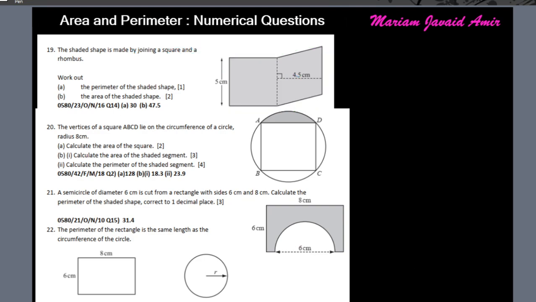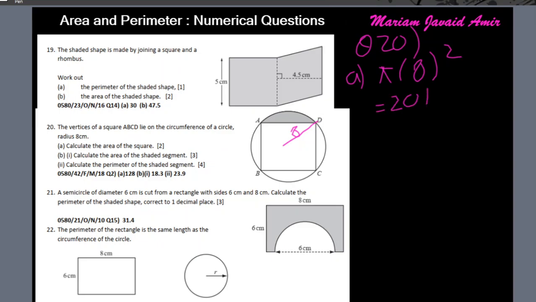Question 20 says the vertices of a square ABCD lie on the circumference of a circle. Calculate the area of the circle, and its radius is 8. So the radius of the circle is 8. So simply the area will be pi times 8 squared. So in my calculator I'll enter pi times 64, which gives me 201.